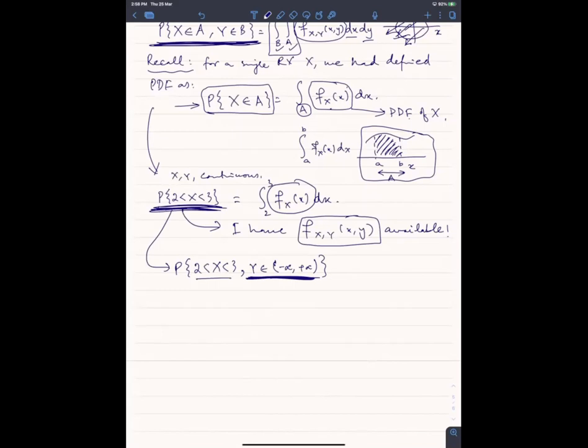We have one event, that x falls between 2 and 3. If I take the intersection of x between 2 and 3 with an event which is certain to occur, this does not change anything. So this would be equal to x going from 2 to 3 and y going from minus infinity to plus infinity of f_XY(x,y) dy dx.